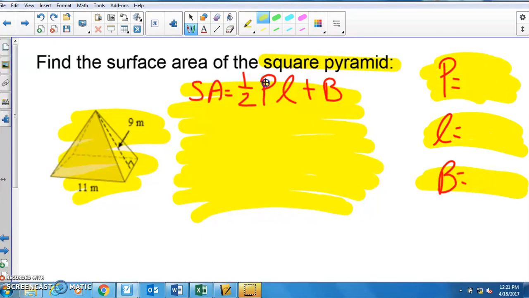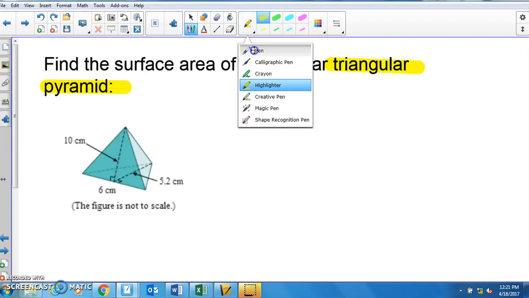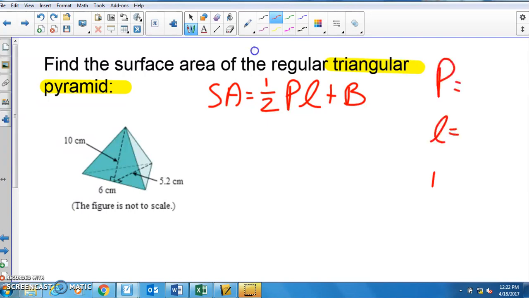So I did one problem with you with a square pyramid. Now I want you to do the other part of it. All right, now let's do this one. We have a triangular pyramid. All right, so we're going to work through this triangular pyramid together. So our surface area formula is surface area equals 1/2 uppercase P times cursive L plus uppercase B. And over here, I'm going to have the different components that I need.